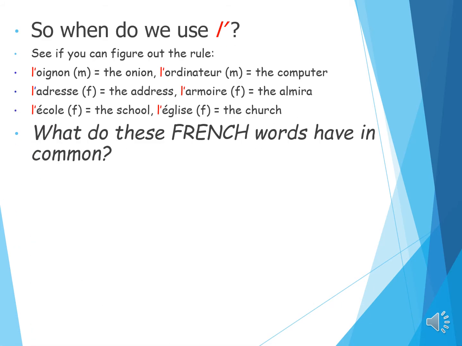So when do we use l'? Let's see if you can figure out the rule. L'oignon, which means onion, l'ordinateur, which means computer, l'adresse, which means address, l'armoire, almirah, l'école, school, l'église, the church. You can see some words are masculine, some are feminine. So what do these French words have in common?